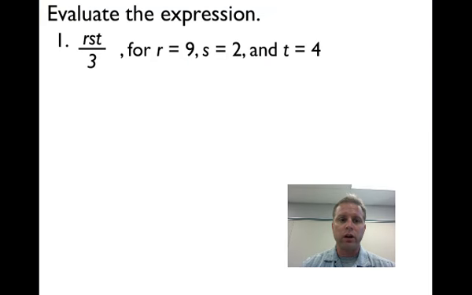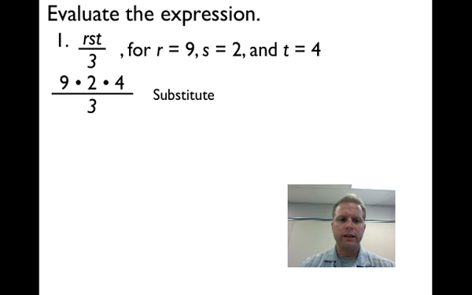Number 1, we have RST over 3. For R is equal to 9, S is equal to 2, and T is equal to 4. So we substitute in. We're going to put 9 for R, 2 for S, and 4 for T. Order of operations. We're going to do the top first.